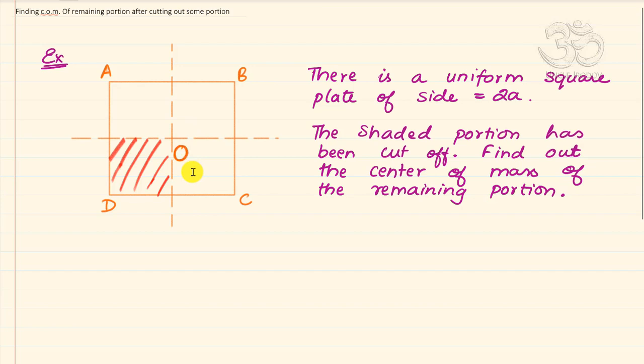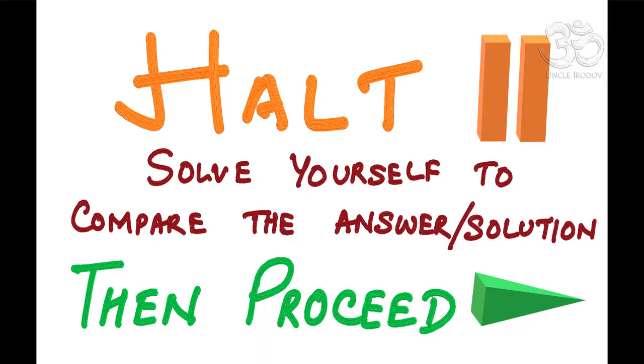You can take O as the origin, and you can give me the coordinates of the center of mass of the remaining portion, or you can give me the distance of the center of mass of the remaining portion from this point O, but it has to be with respect to O. Give it a try. Take 2 minutes.